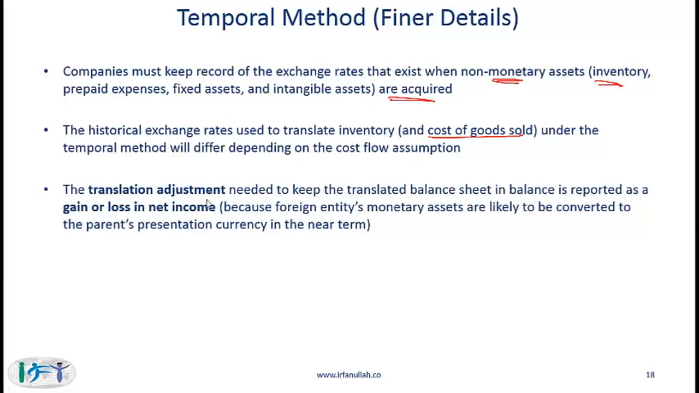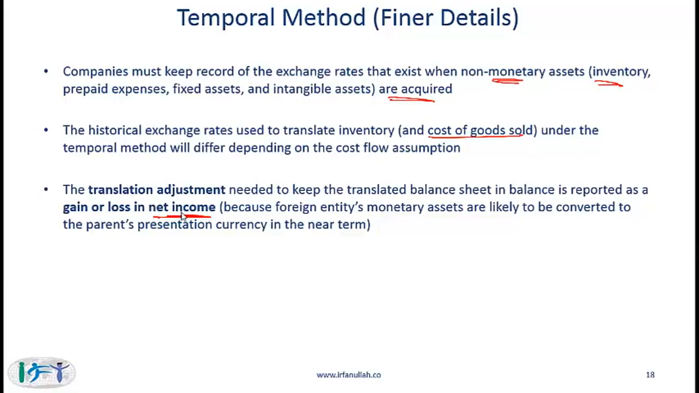The translation adjustment needed to keep the translated balance sheet in balance is reported as a gain or loss in net income. So remember, this gain or loss, the translation gain or loss with the temporal method does flow through the income statement, and this is different from the current rate method where the translation adjustment or translation gain loss is shown through equity. Now, why the difference?